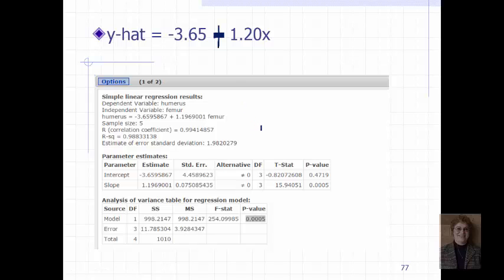What it says, and this shouldn't be an equal, this should be a plus sign. So what this tells us is that for every unit length increase in the leg bone, the arm bone is going to increase by 1.2 units. That's what this means. Remember, our r was positive, so that means as the length of the leg bone goes up, the length of the arm bone goes up. So just remember, think about what these equations mean to us.